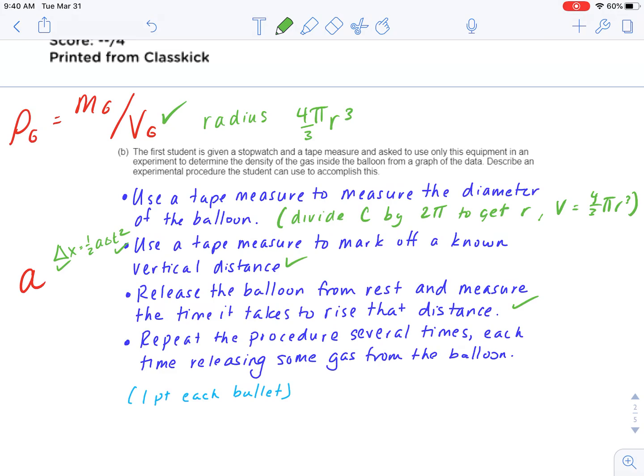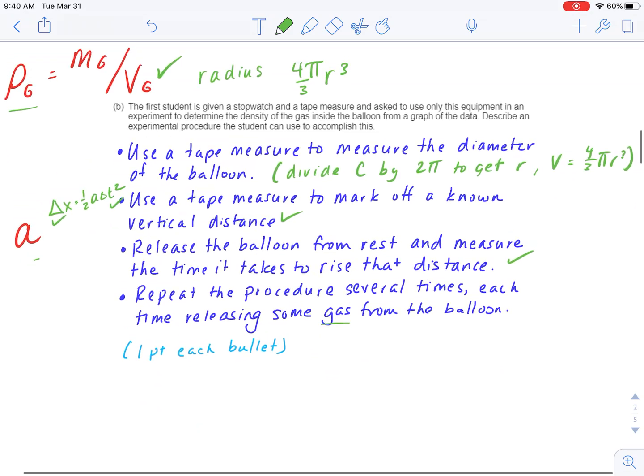Okay, and then from those quantities, I should be able to determine the density of the gas if I change the amount of gas inside the balloon, because I'm going to get a different radius and I'm going to get a different acceleration. So these were the 4 components that you had to have in your answer to get 4 points on this.